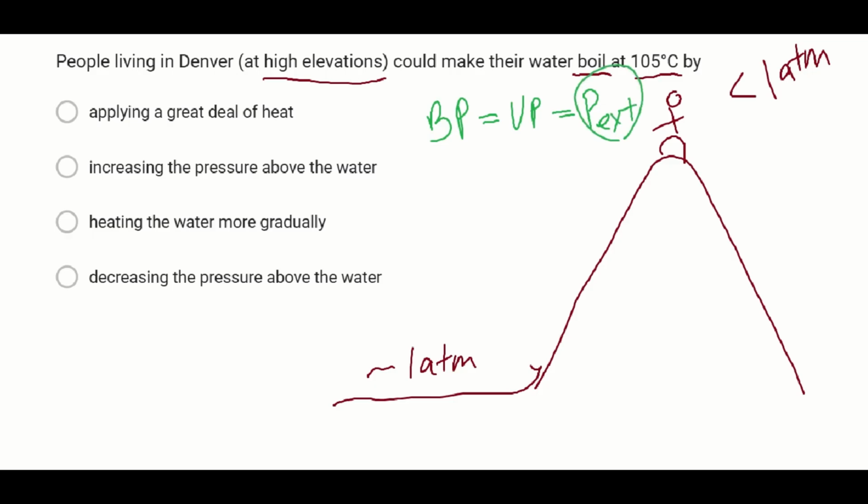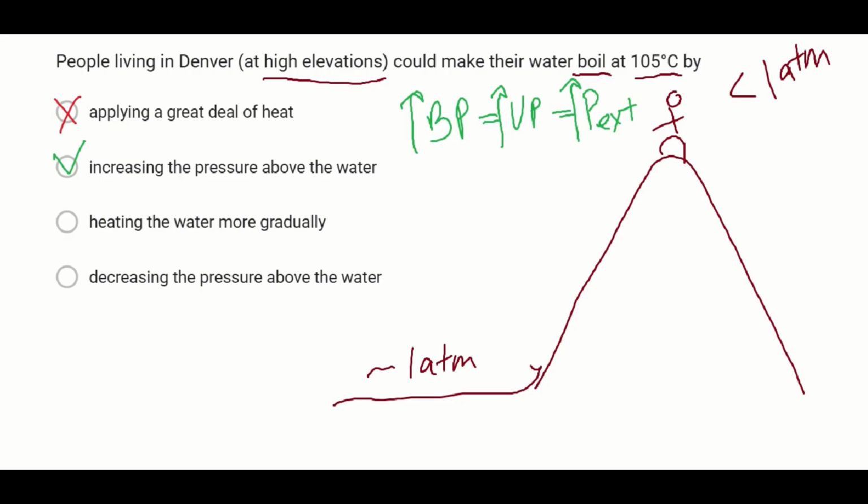If this is low, then water will always boil at a lower temperature, because that's when the vapor pressure matches the external pressure. So to increase the boiling point of water at high elevations, you have to find a way to increase the external pressure. So you can increase the pressure above the water using a pressure cooker or something like that.